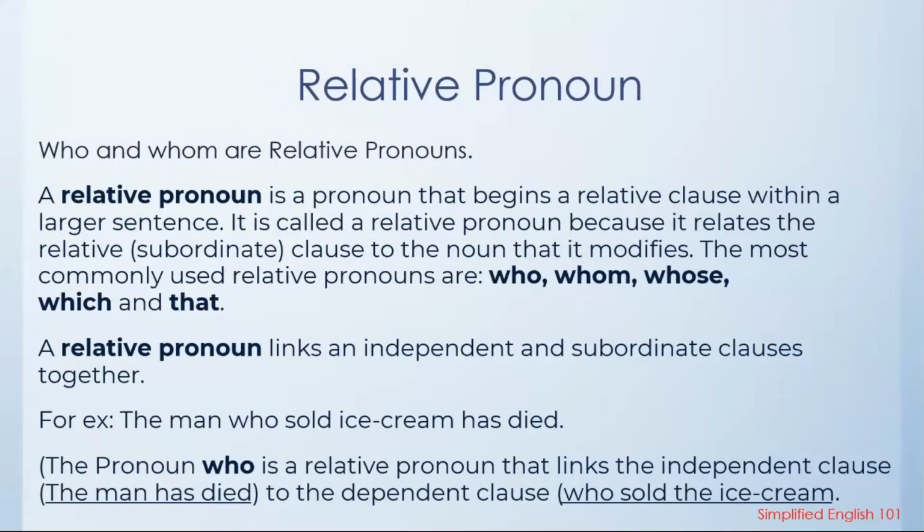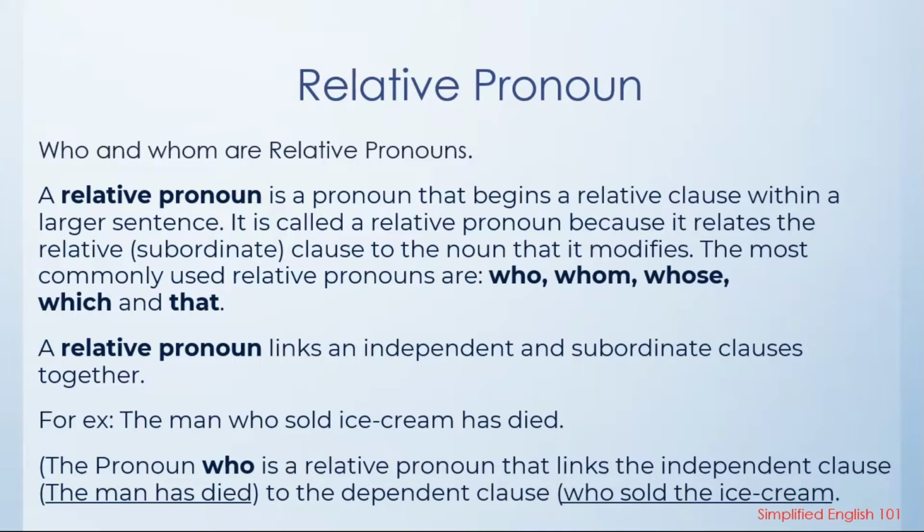Let's begin. One of the first things we need to understand is that they are considered relative pronouns. A relative pronoun is a pronoun that begins a relative clause within a larger sentence. It is called a relative pronoun because it relates the relative clause, which is a subordinate clause, to the noun that it modifies. Some of the most commonly used relative pronouns are who, whom, whose, which, and that. An easier way to remember a relative pronoun is that it links an independent clause to a subordinate clause.